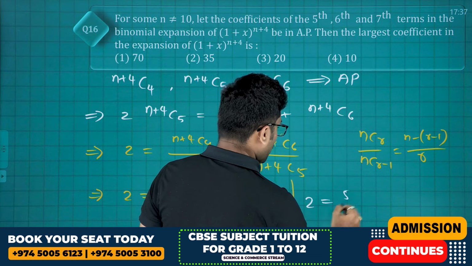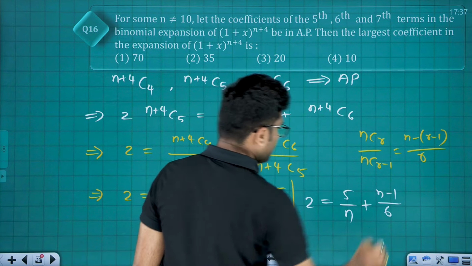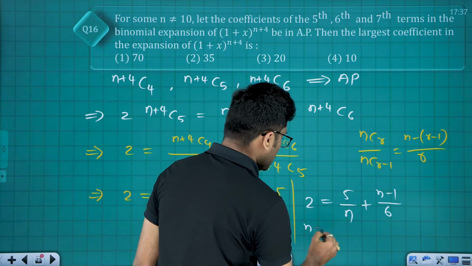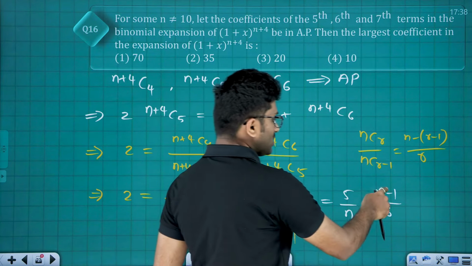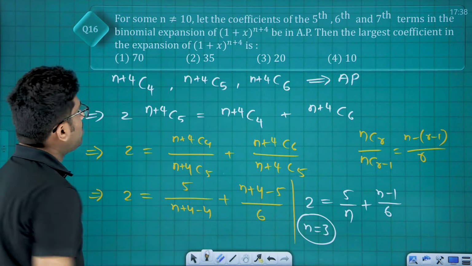So from here we will get 2 is equal to 5 by n plus n minus 1 by 6. Clearly it is n equals 3. From here we get n equals 3 because 5 by 3 plus 2 by 6, which is nothing but 2 only. So clearly n equals 3.